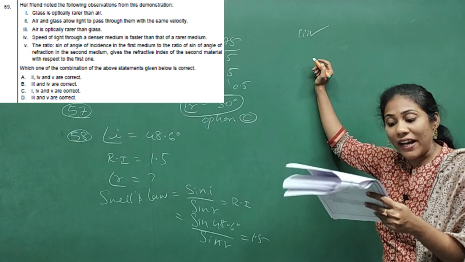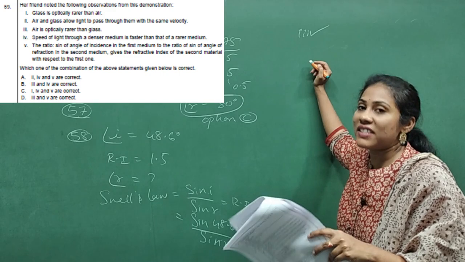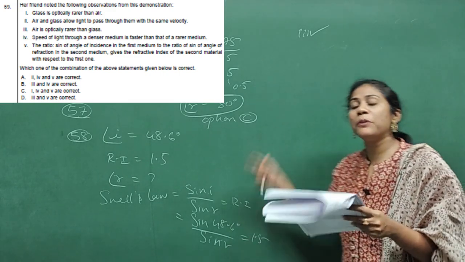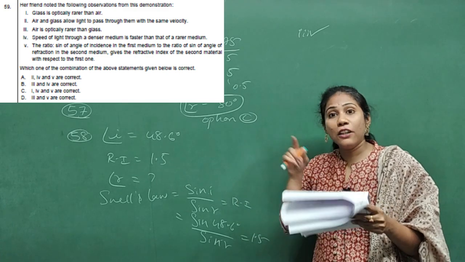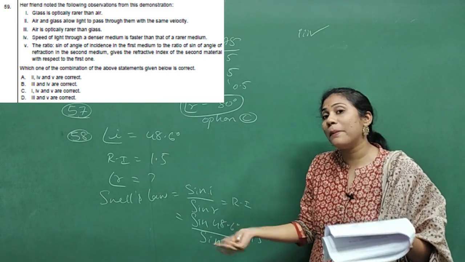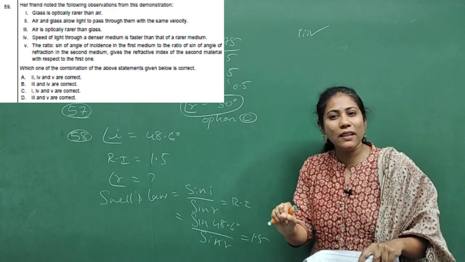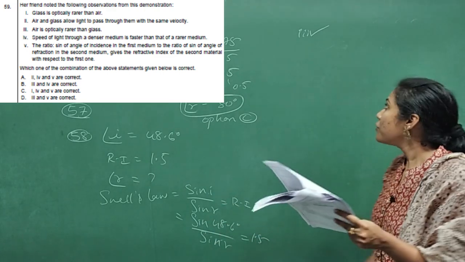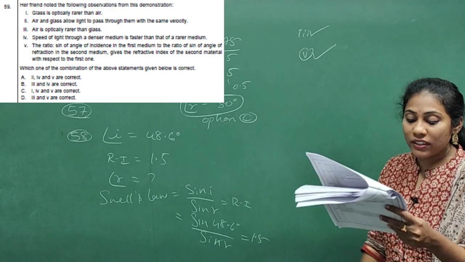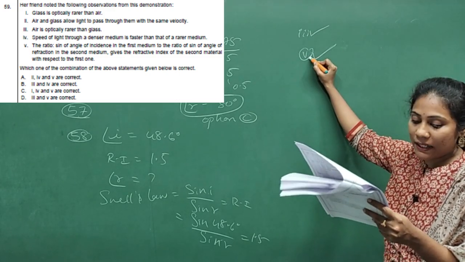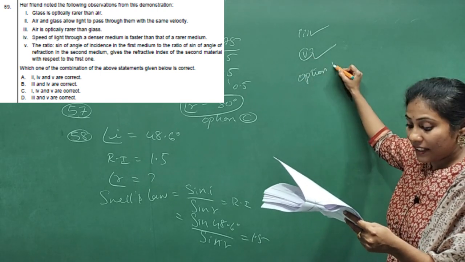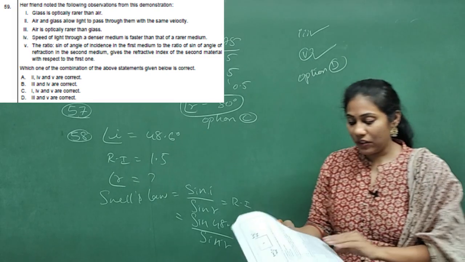Statement 5 is the definition of Snell's law, guys. The ratio of sine of the angle of incidence in the first medium to sine of the angle of refraction in the second medium is nothing but the refractive index of the second medium with respect to the first medium. So the definition of Snell's law, the fifth statement, is correct. So the third statement and fifth statement are correct, that is option D, the correct answer.